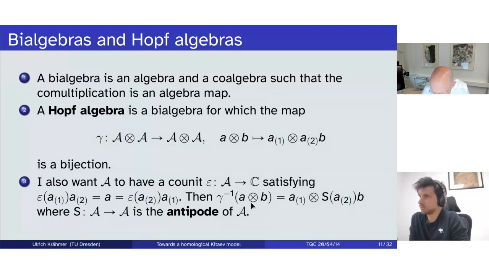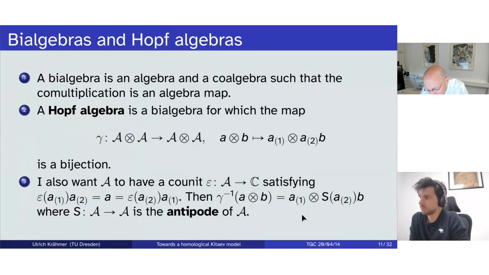Oh, I see. Okay. And then you will be able to show that this map S, which is uniquely determined by this condition, satisfies the properties that you will usually find in Hopf-algebra textbooks. I mean, you can see how you get S, right? You apply gamma inverse to A tensor 1, take B to be 1, then you get A1 tensor S of A2, and then you simply hit A1 with the co-unit, and then you get S of A.